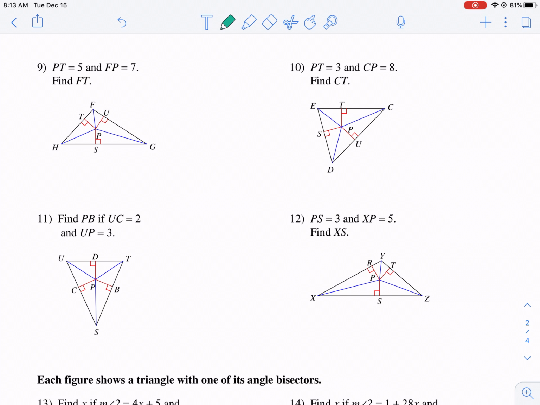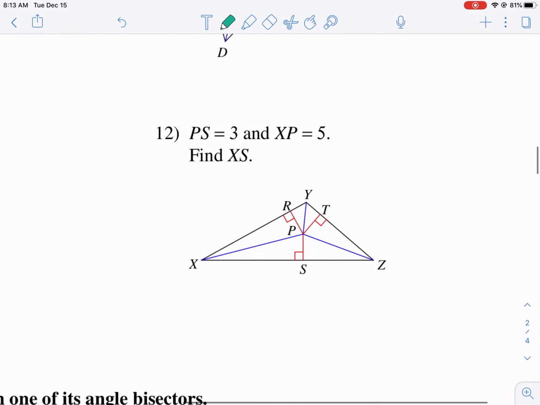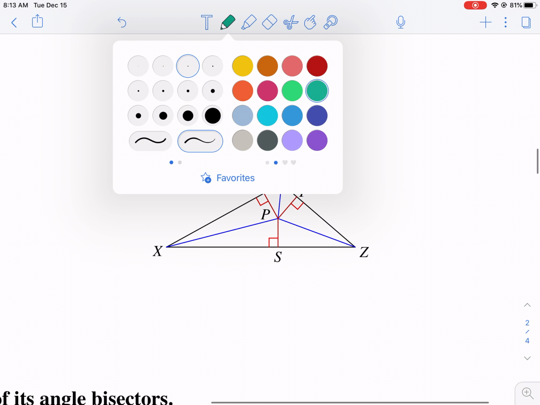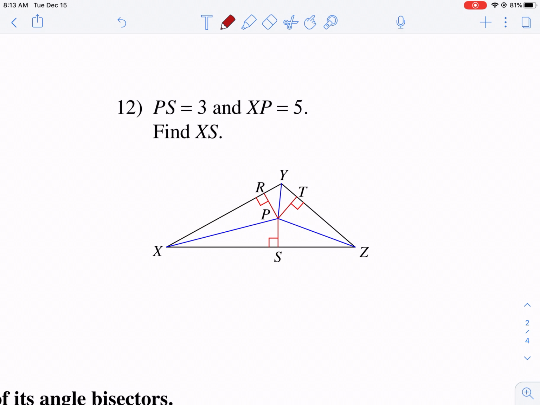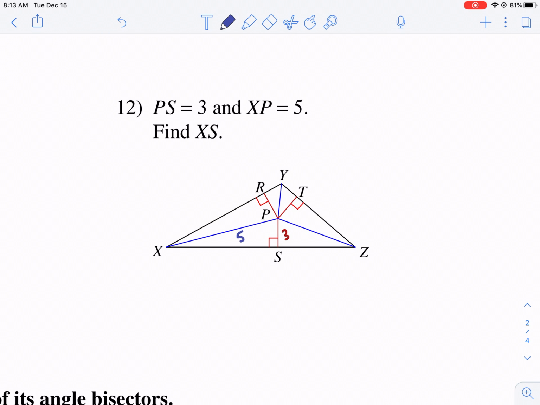Okay, I wonder if a lot of these are like this. So you're going to be using the Pythagorean Theorem, finding the side lengths. The main thing is that these little red lines are all the same distance. Let's go ahead and maybe do one more. Let's go to 12. PS equals 3. XP equals 5. Find XS. All right, so again, asking for that last side.